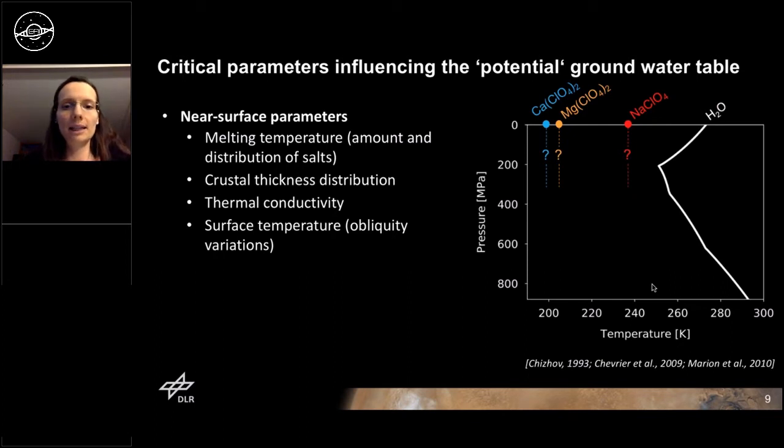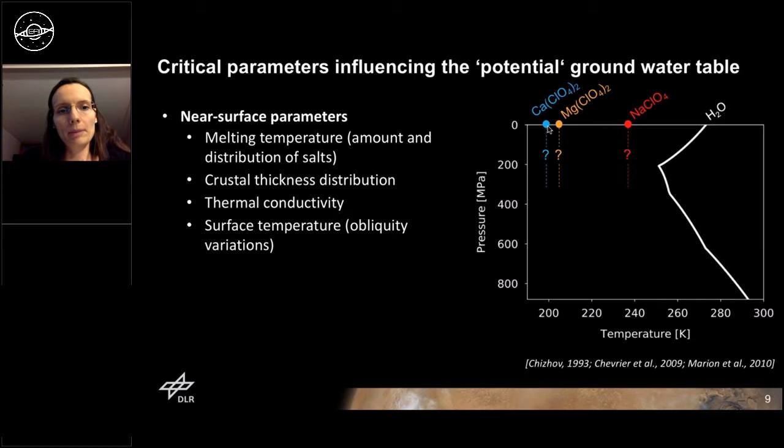Here, for example, we can categorize these into near-surface parameters. These are, for example, the melting temperature, which depends on the amount and distribution of salts. You see here on the right-hand side a plot showing the melting temperature of water ice as a function of pressure. And you see how this temperature changes when we include salts, in this case perchlorates like sodium, magnesium, and calcium perchlorates in eutectic concentrations.